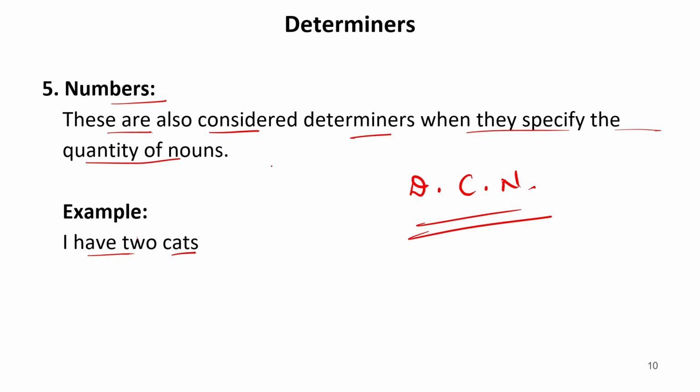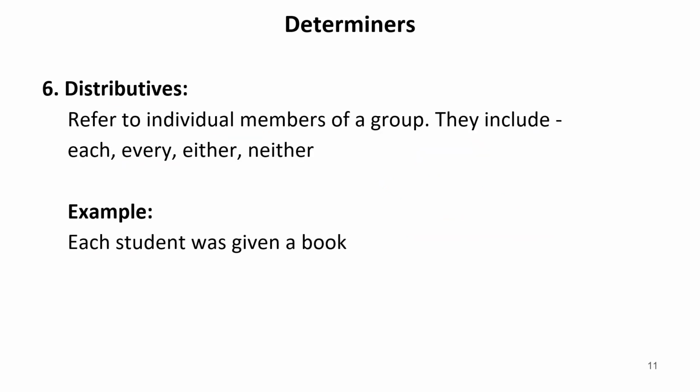So when we use definite countable nouns, we use number determiners, or when we use indefinite nouns, whether countable or uncountable, we use quantifiers. Now let us move to the next one. Now we have distributives. We will elaborate these determiners in our next session, but in this session we are just discussing these words in brief.